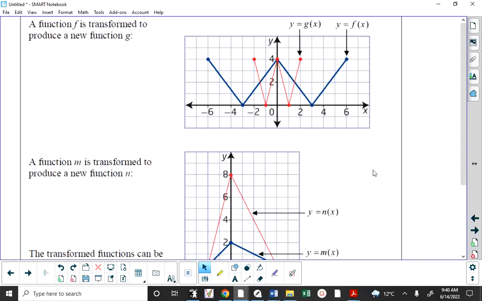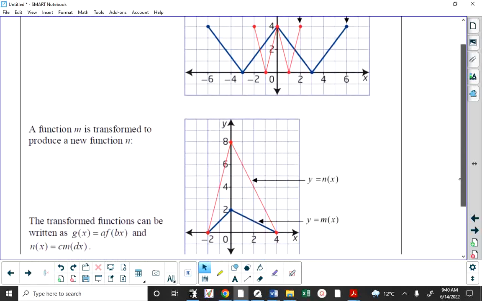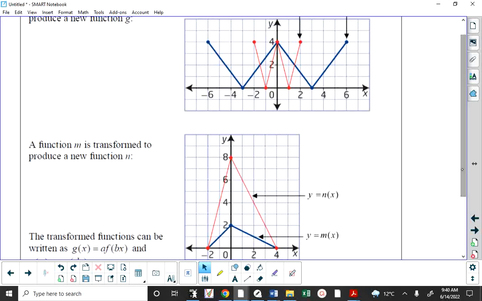So the red graphs, interesting. So let's take a look at the first part of the question. You're given g of x and f of x, and then you're given n of x and m of x, and you're told that g of x is equal to, it's at the bottom of your screen, af of bx. What that means is f of x is stretched and or reflected to get g of x.